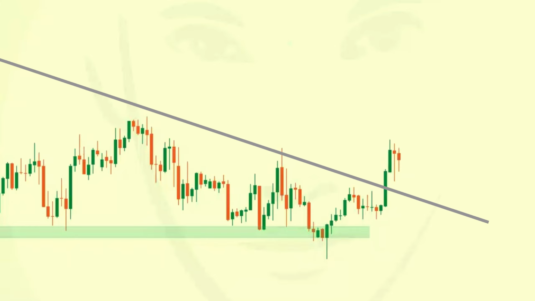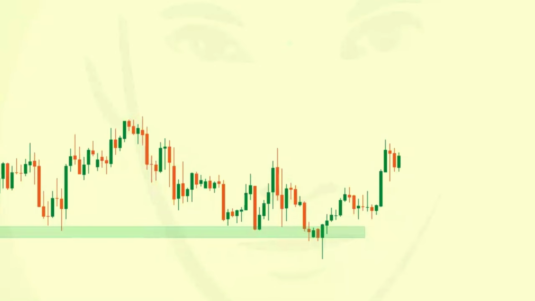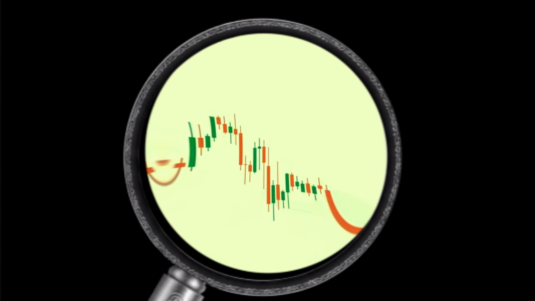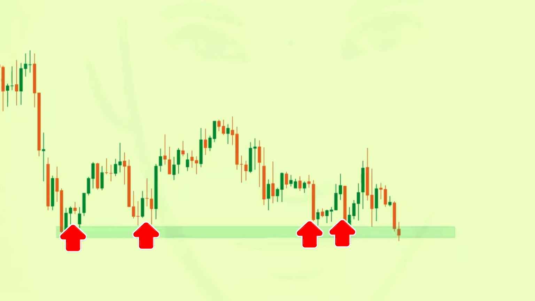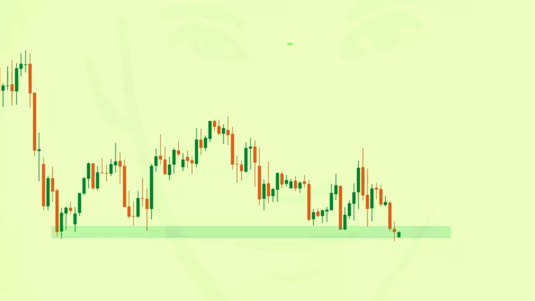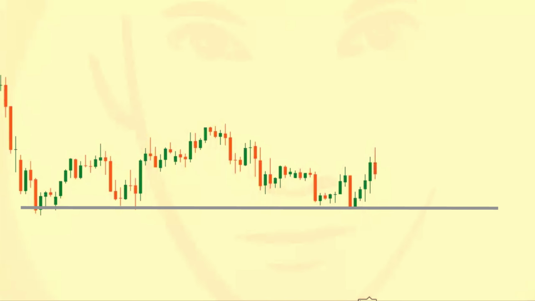Now, how do we actually find these levels? They aren't always perfect horizontal lines. We look for areas where price has reacted multiple times. The more touches a level has, the more significant and reliable it becomes. Method 1. The horizontal line. This is the most common and powerful method.